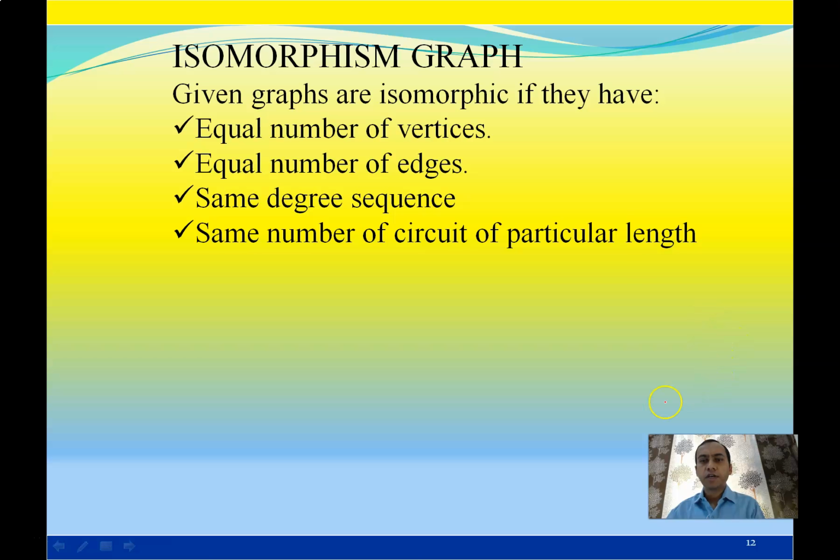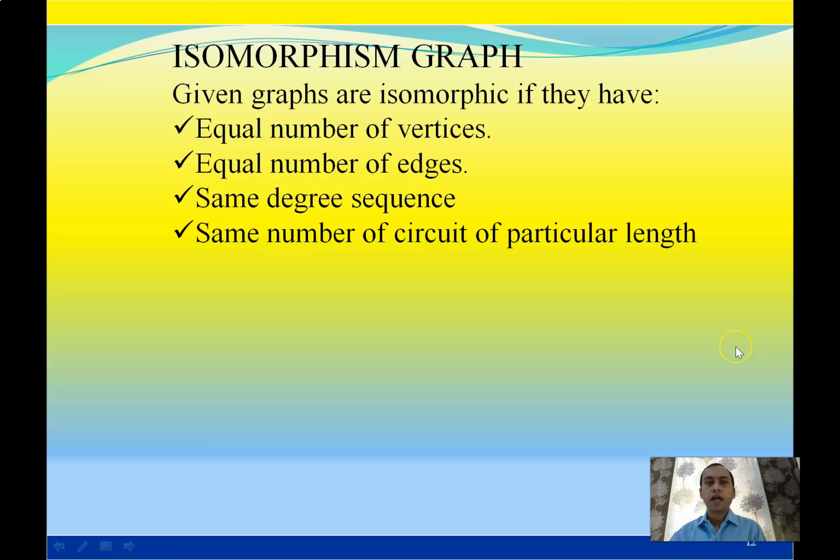After that, isomorphism of graphs. In the previous lecture, we covered the topic: what is an isomorphic graph? For revision, I am writing here some terms you have to remember to understand. The number of vertices and edges should be equal, and the degree sequence should be equal.